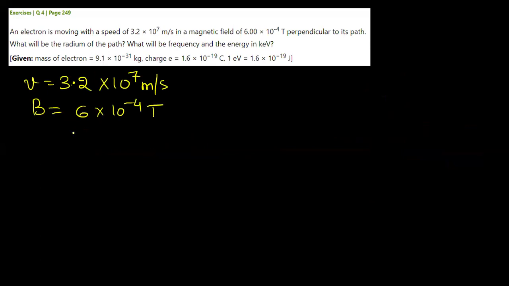An electron is moving with a speed V given as 3.2 into 10 raised to 7 meter per second, in a magnetic field B given as 6 into 10 raised to minus 4 tesla, perpendicular to its path. So theta is 90, perpendicular. What will be the radius of the path? What will be the frequency? What will be the energy in kilo electron volt?